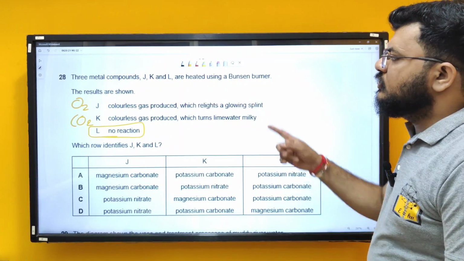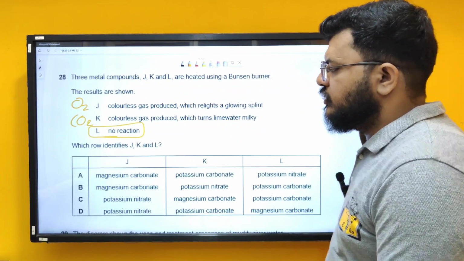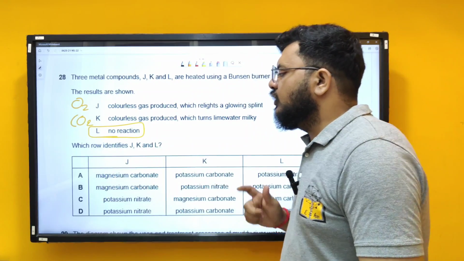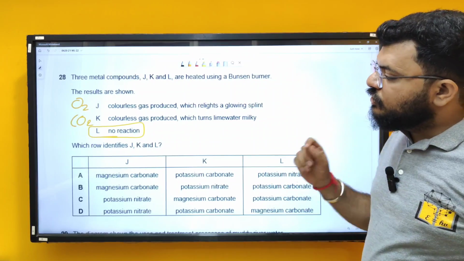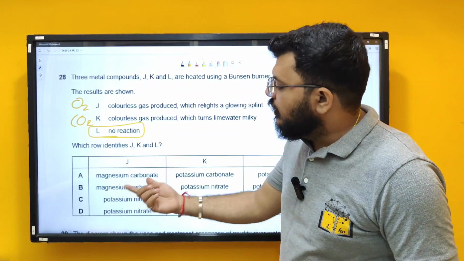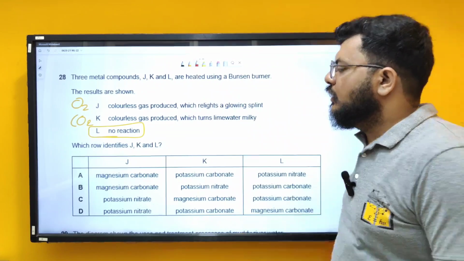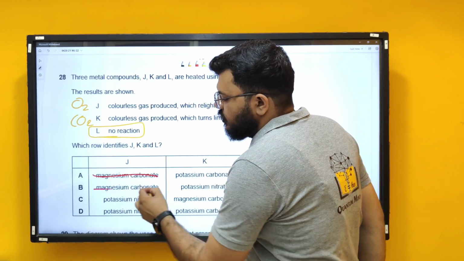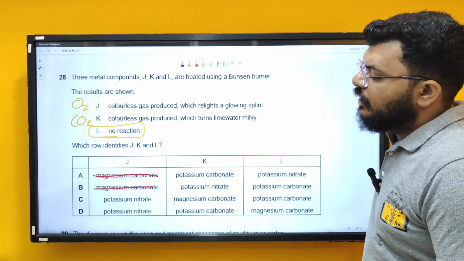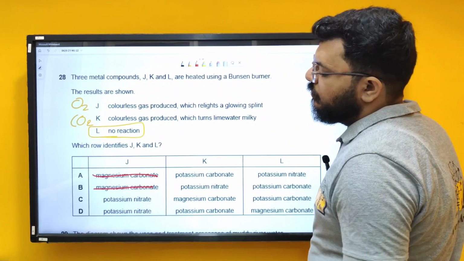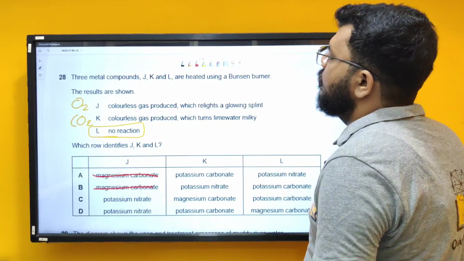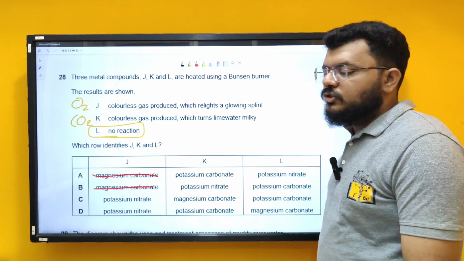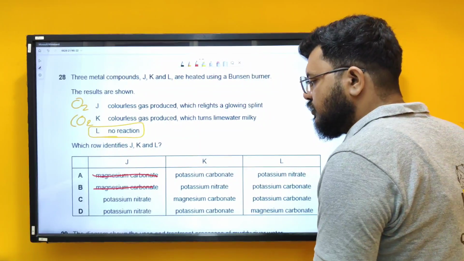Let's look at the options. J has to have some oxygen liberated. Heating magnesium carbonate will produce magnesium oxide and carbon dioxide, so not our answer. Again magnesium carbonate, not our answer. So let's cancel option A and B, right? Potassium nitrate, yes, when you heat potassium nitrate, nitrite and oxygen are given out. So option C or D can be your answer.